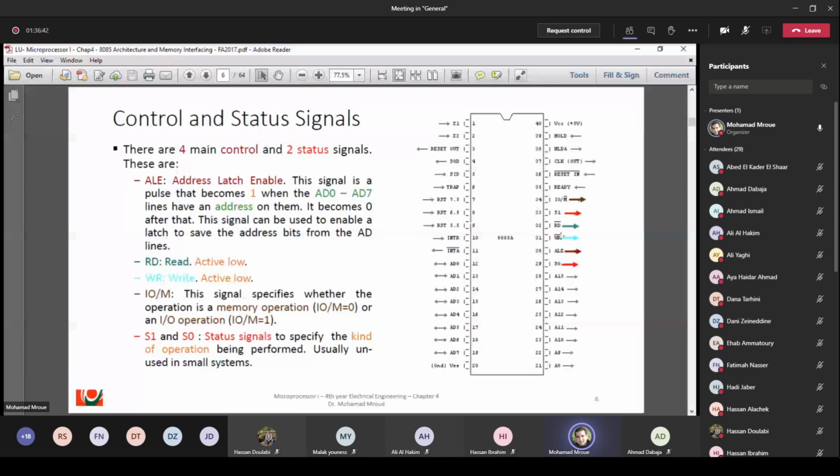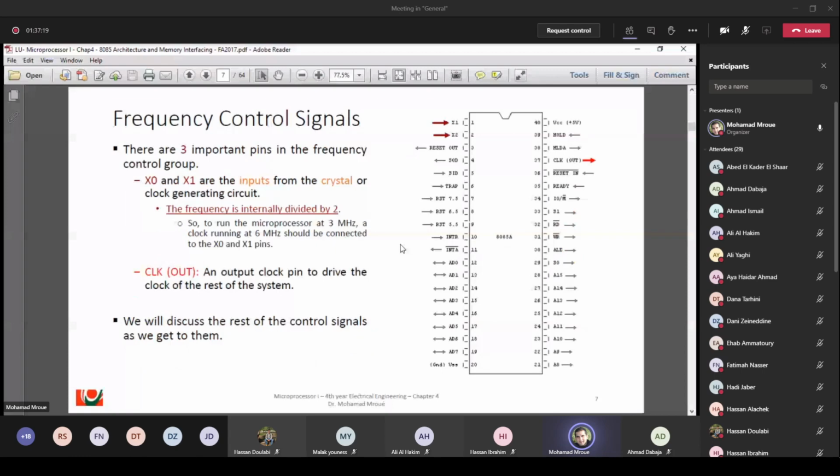We have the IOM, so this signal specifies whether the operation is a memory operation. Okay, for a memory operation, IO/M bar equals 0. Why? Because, as you can see, we have IO/M bar. So when this signal is 0 it is memory, and when it is 1 it is input output. Okay, so this signal specifies whether the operation is a memory operation or input output operation. We have S1 and S0. These are status signals to specify the kind of operation being performed, usually unused in small systems. Okay.